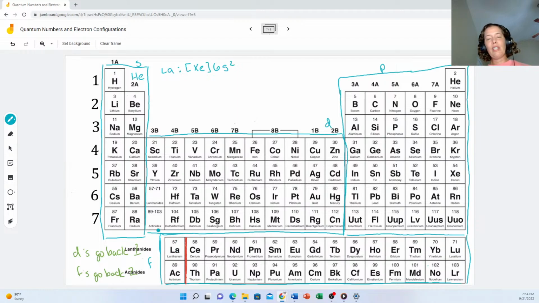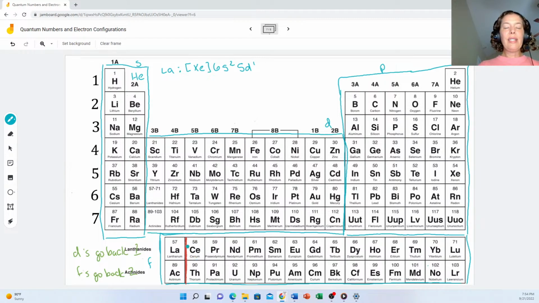Lanthanum, I know, again, for this periodic table, it's written down lower, but maybe you could argue that it should be written up here. This is now in the D block, but remember, Ds go back 1. So it's not the 6d, it is the 5d, and there's 1 electron, so it is 5d1.